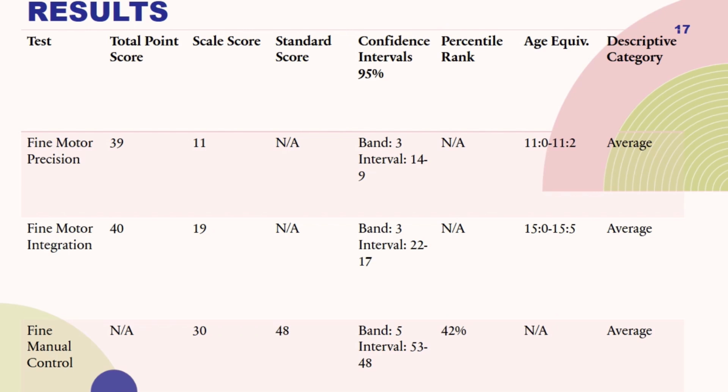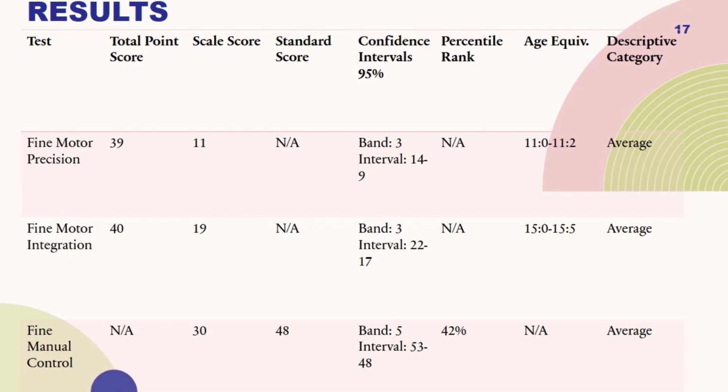And so when I was scoring, each task had a different point scale score. So the total points for fine motor precision and fine motor integration were 39 and 40. These translated into a different lower scale score. Those were 11 and 19, and then combined would make 30. And then the standard score was also something that translated from the scale score, and that was only applicable to fine manual control as a whole. And he scored a 48.